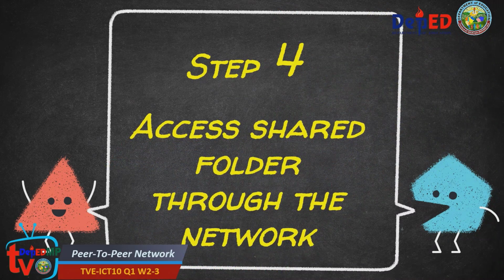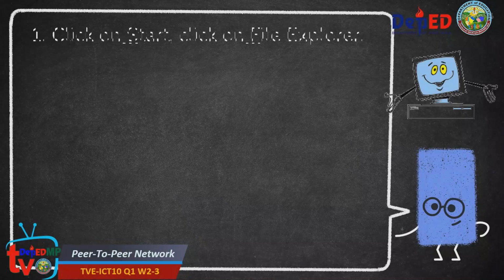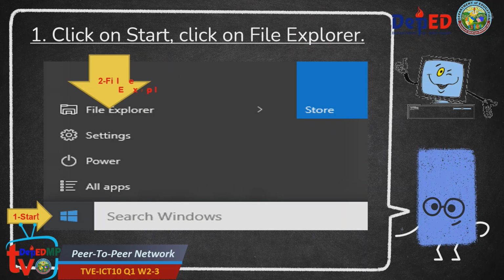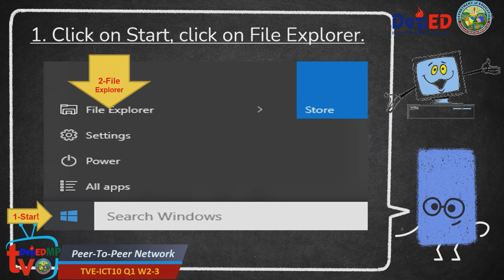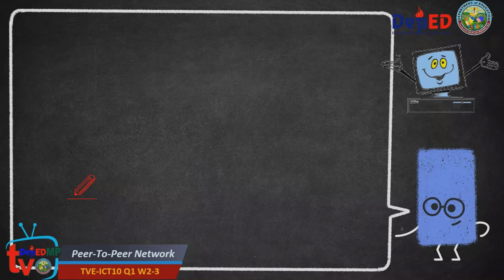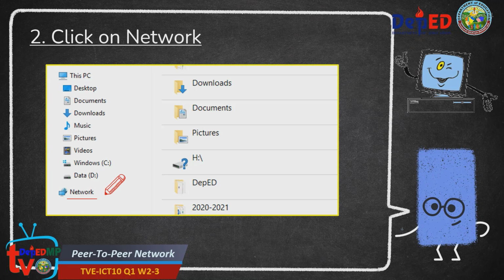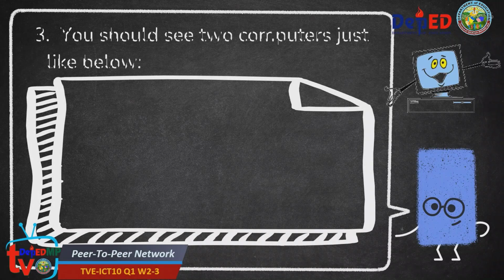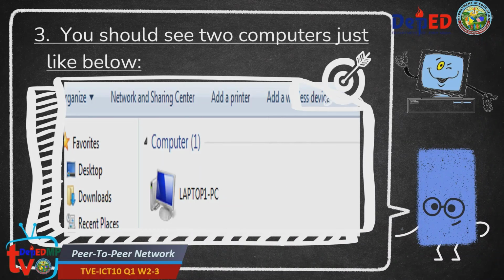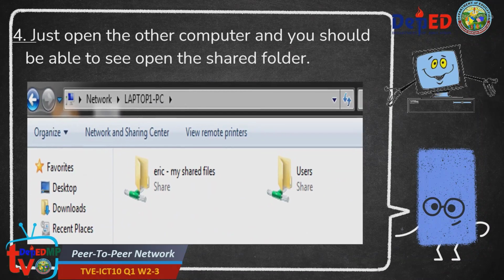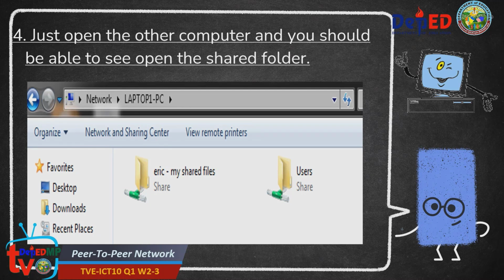Step 4. Access shared folder through network. Number 1. Click on Start and click on File Explorer. Number 2. Click on Network. Number 3. You should see 2 computers just like below. Number 4. Just open the other computer and you should be able to see the shared folders.